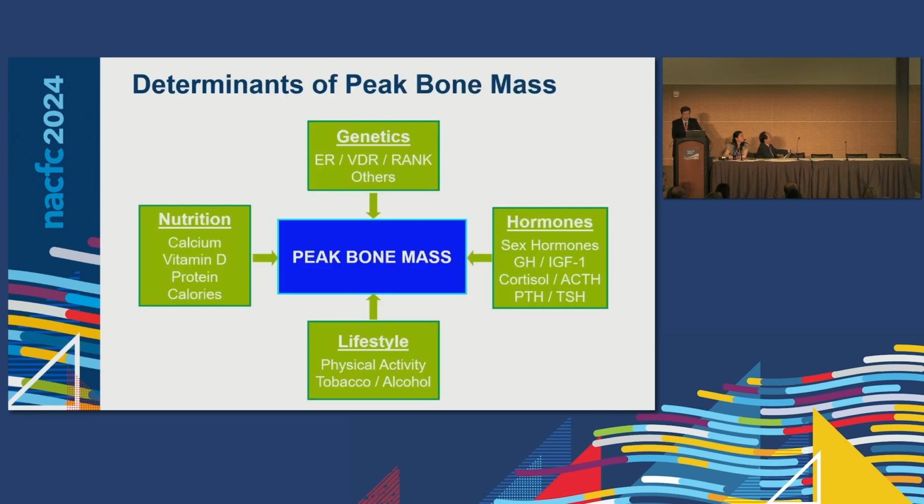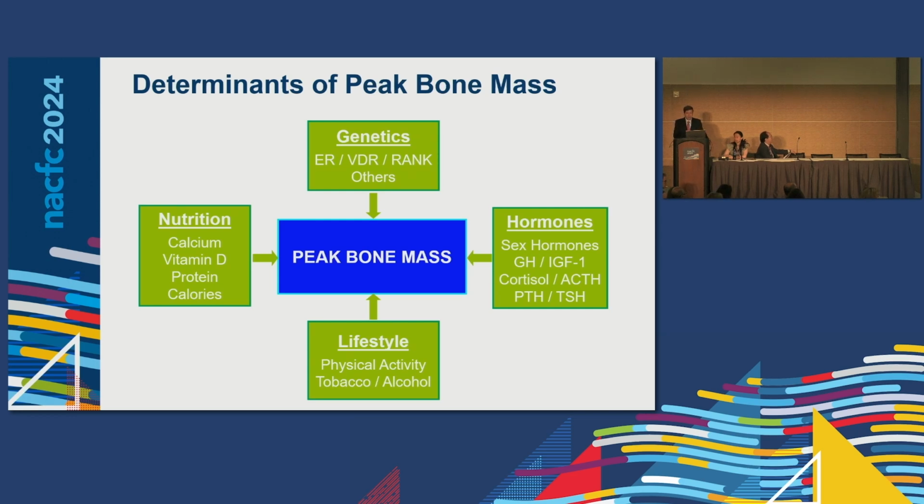Now, when I think of peak bone mass and its determinants in the non-CF population, the most important determinant of peak bone mass is genetics. We now know quite a bit about that. There are certain genes like the estrogen receptor or ER, vitamin D receptor, the RANK gene, and many other genes that contribute to the determination of peak bone mass.